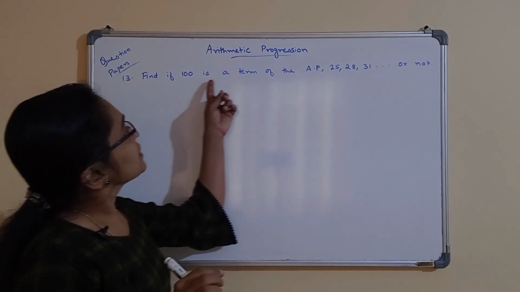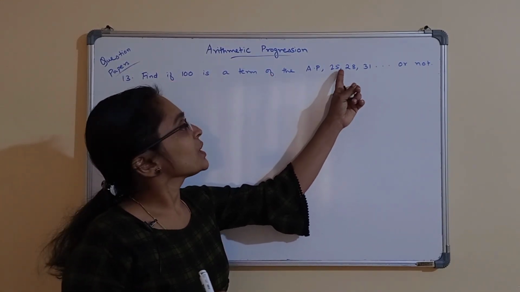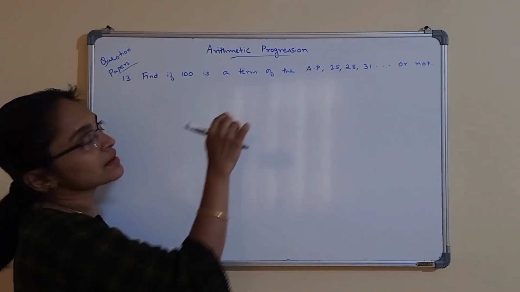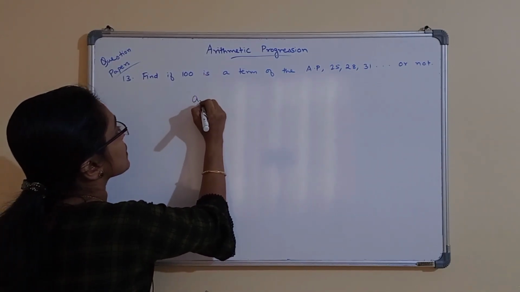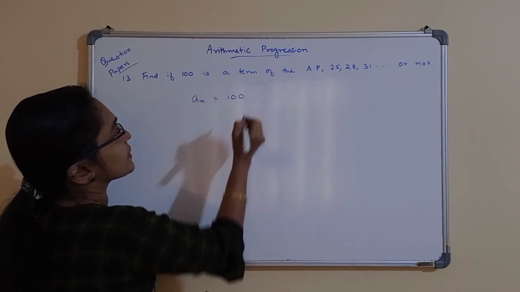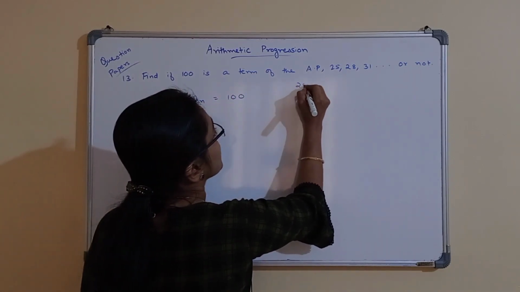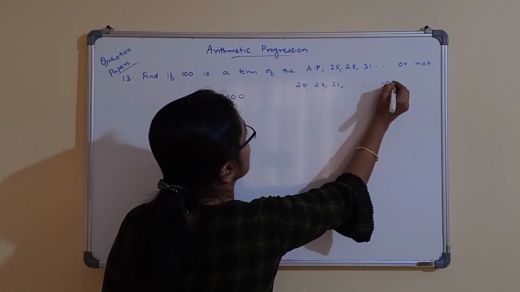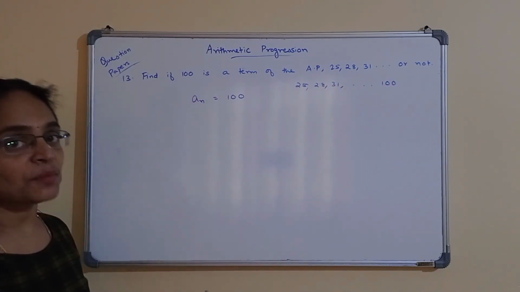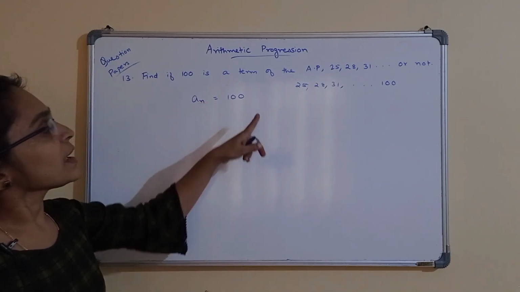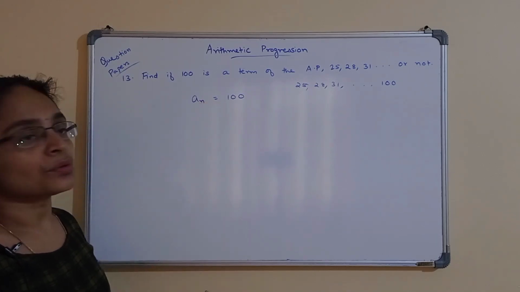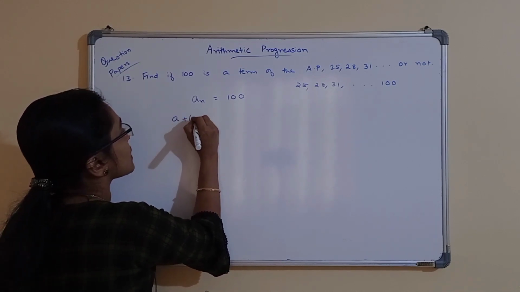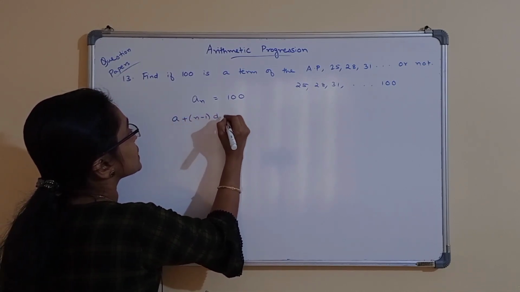Next is find if 100 is a term of the AP 25, 28, 31, etc. or not. That is, 100 is a term of the AP means An equals 100. So we can write An equal to 100. And what is the formula for An? A plus n minus 1 into D.